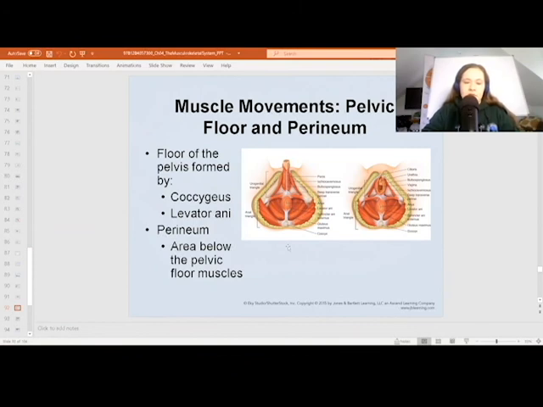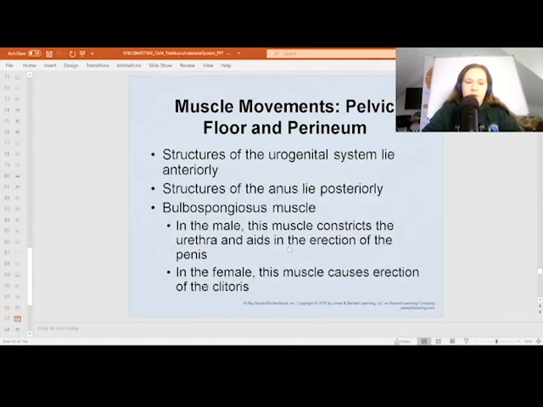The floor of the pelvis is formed by the coccygeus and the levator ani, and the perineum is the area below the pelvic floor muscles. Here you can see, I want to take a picture of it. Structures of the urogenital system lie anteriorly. Structures of the anus lie posteriorly.